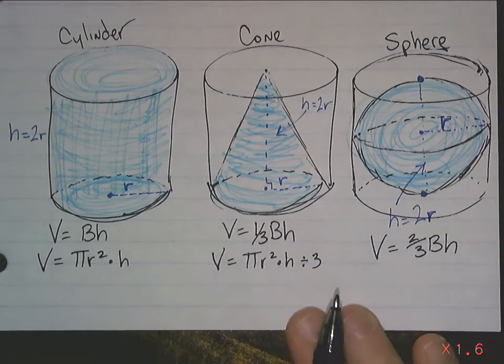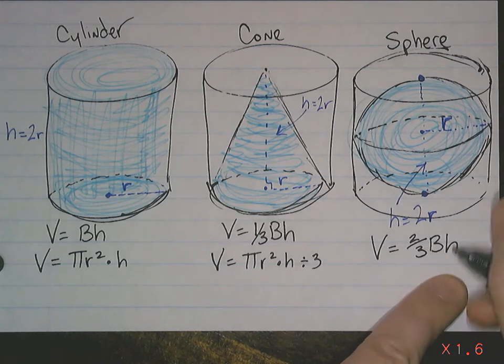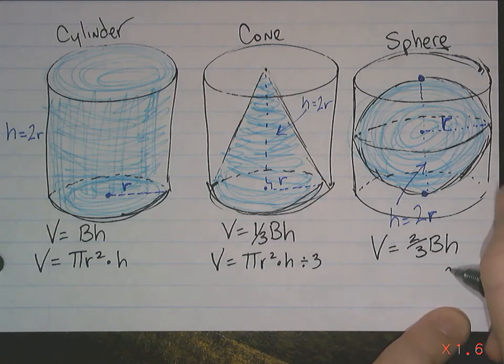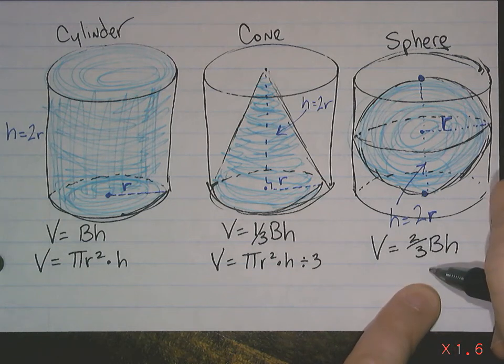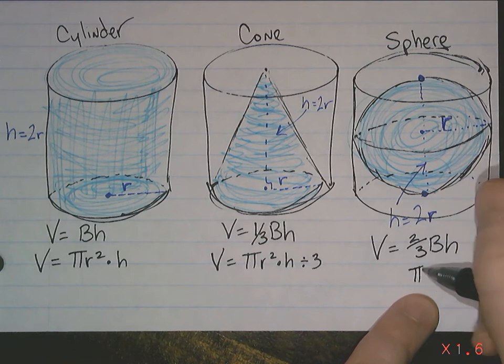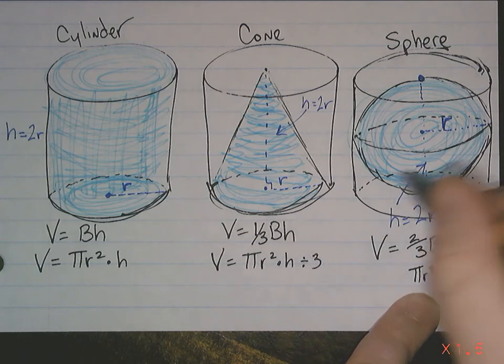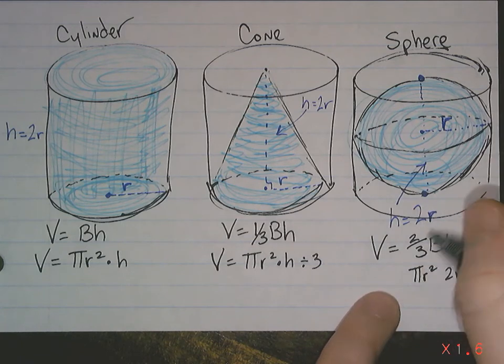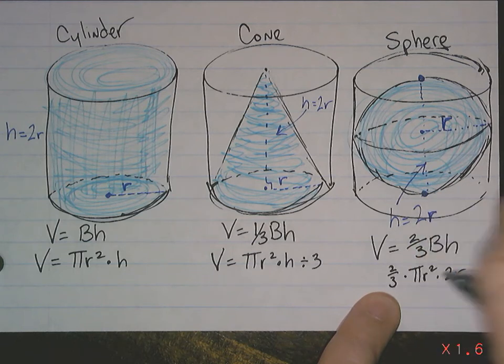So let's say that the height is 2r. If the height is 2r, the 2r would go right here. The area of the base, again, is pi r squared. It's the area of the circle, the circle that you can't really see here; it's kind of inside there. It's the same thing as this one, obviously. And then 2/3 of that. So 2/3 times that.